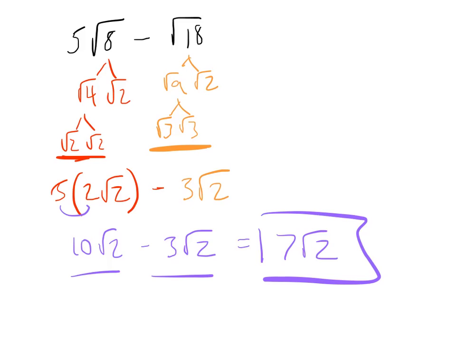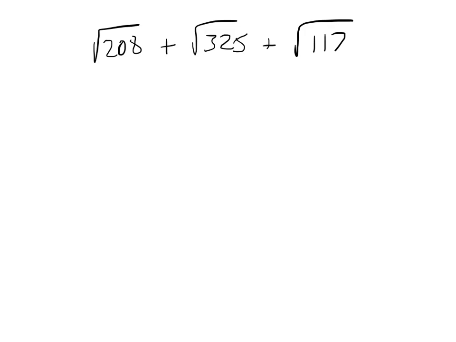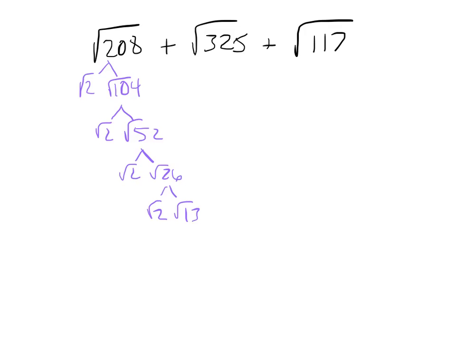Okay, so let's look at one more example that's a little bit more difficult. Looking at this example now, I have 3 really big numbers. So what I'm going to do is simplify all of them. I'm going to start over here with the 208. That simplifies to root 2 times root 104. And then that 104 can break up into root 2 and root 52. Then that 52 can break up to be root 2 and root 26. And that root 26 breaks into root 2 and root 13. And that's as simple as I can make it.